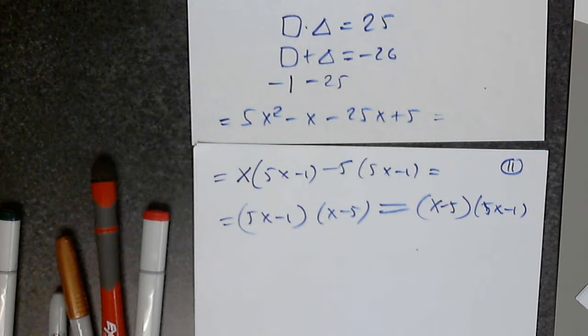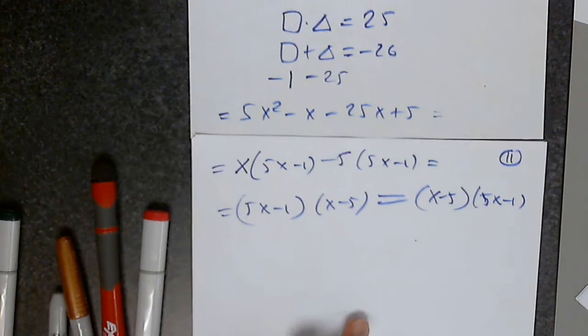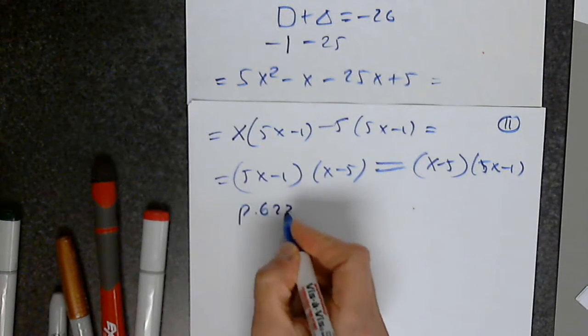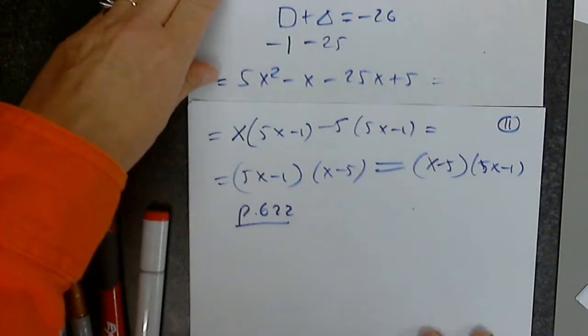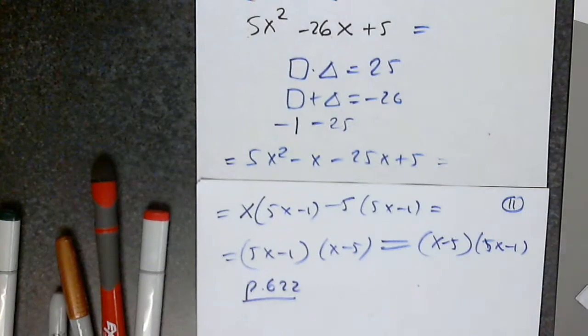So back to 10.5 on page 622. Say it again. This one? No, this was from the handout. This one. So these 4 problems are from page 3. These problems right here.